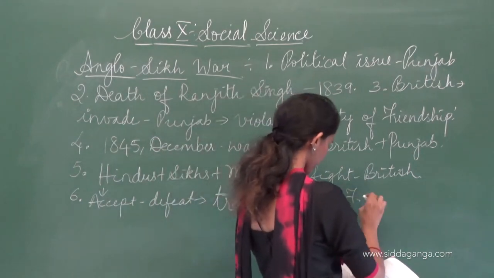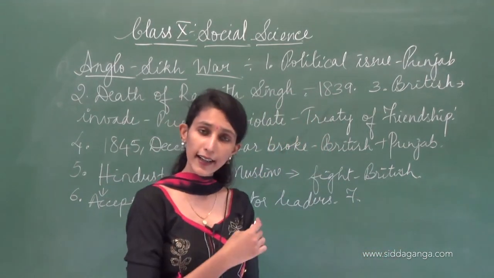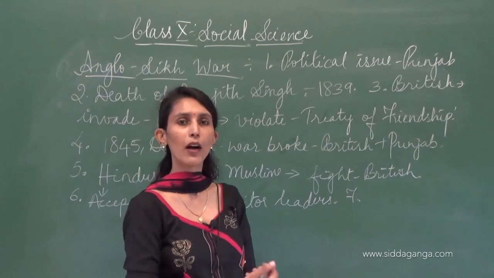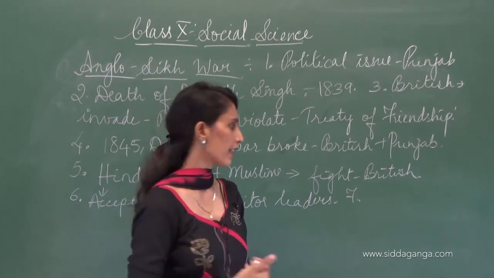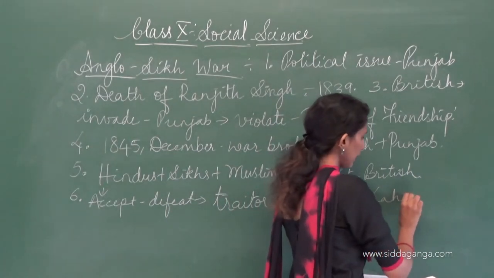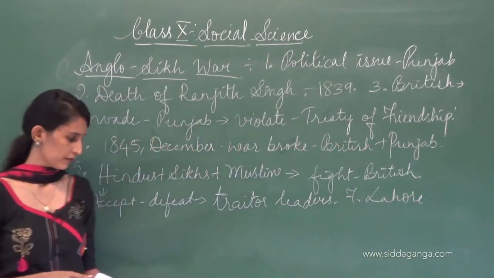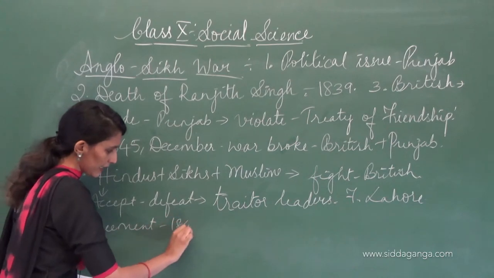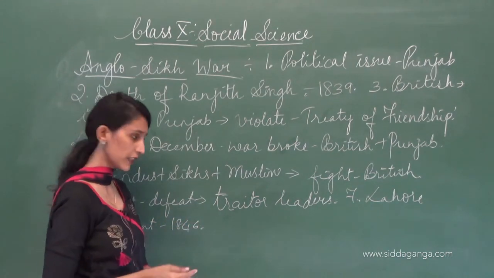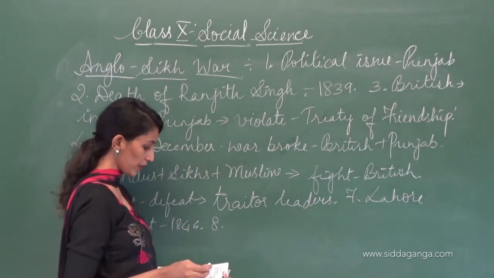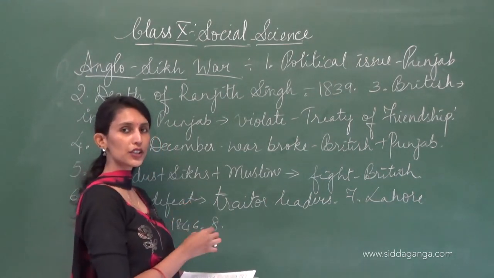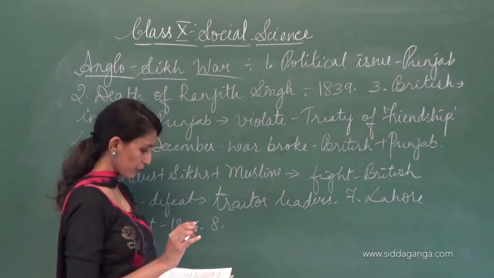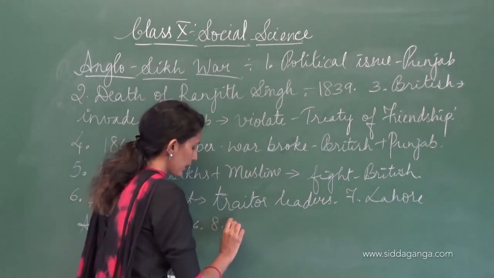Alright, let me write it over here itself. After this, they signed another agreement, not a treaty as such, but an understanding between both of them. That agreement was known as the Lahore Agreement, in 1846, because they lost the war. And that agreement was signed. Now what happened? The Britishers won, and that is why they captured Punjab.